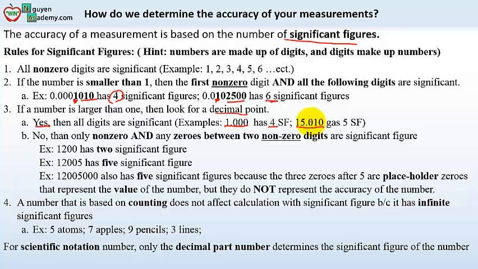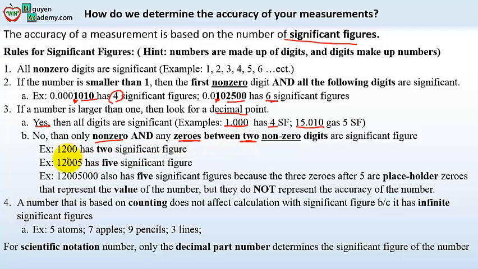Now where we don't have a decimal point, it becomes a little more tricky. This is the hardest part of the problem. In this case, it's when you have a large number that doesn't have a decimal. So what do we do? We're looking at the non-zeros, which is going back to rule 1, and we're looking for any zeros between 2 non-zeros.